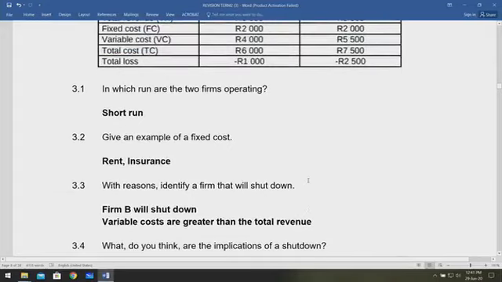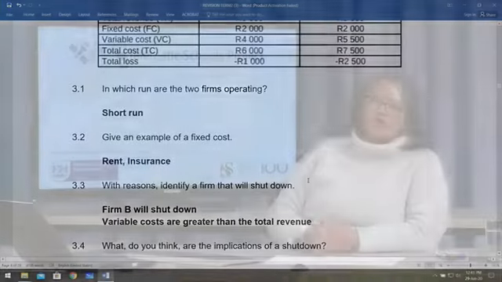Right, what do you think are the implications of a shutdown? This is something that causes a great deal of confusion as well. When you speak about a shutdown point, students immediately say, oh no, the business is going to close down. No, that's not what it means. What it means is maybe they need to temporarily shut down and rework some things, and then they can carry on again. It doesn't mean they're closing their doors and they're never going to operate again.